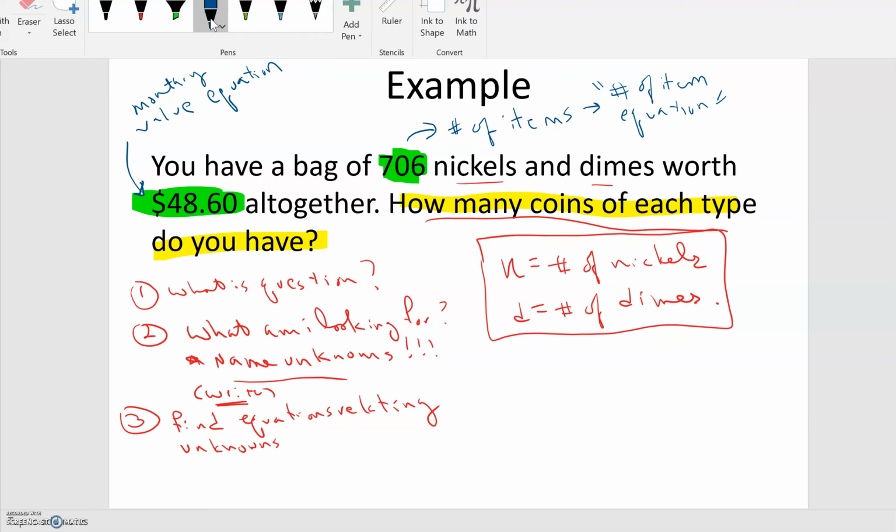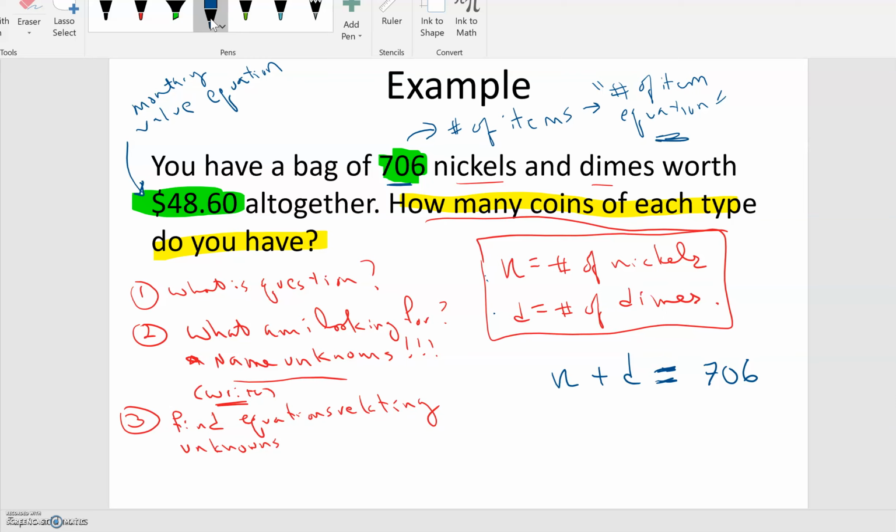So let's try to do that. Let's try to write a number of items equation. On one hand, I have the number of items. That's 706 total items. And I have n as the number of nickels and d as the number of dimes. So this one's not too bad. I think we can all agree that if I add the number of nickels to the number of dimes, then I should have the total number of items, which is 706. So there's an equation. Okay, so that's my number of items equation.